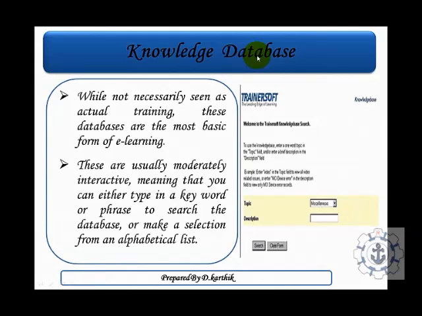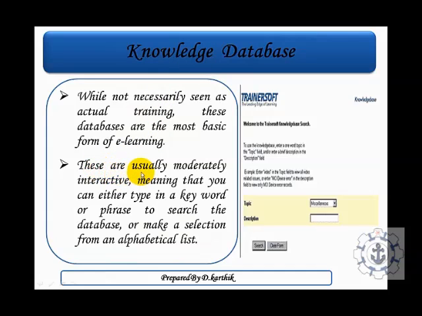So what is a knowledge database? While not necessarily seen as actual training, these databases are the most basic form of e-learning. These are usually moderately interactive, meaning that you can either type in a keyword or a phrase to search the database or make a selection from an alphabetical list. So this is very simple, where we can store all the information in a database. That's why it's called a knowledge database. The information is nothing but knowledge.